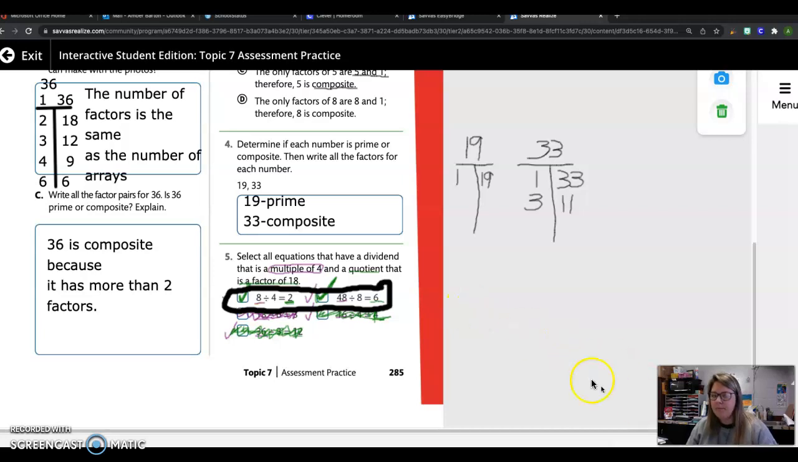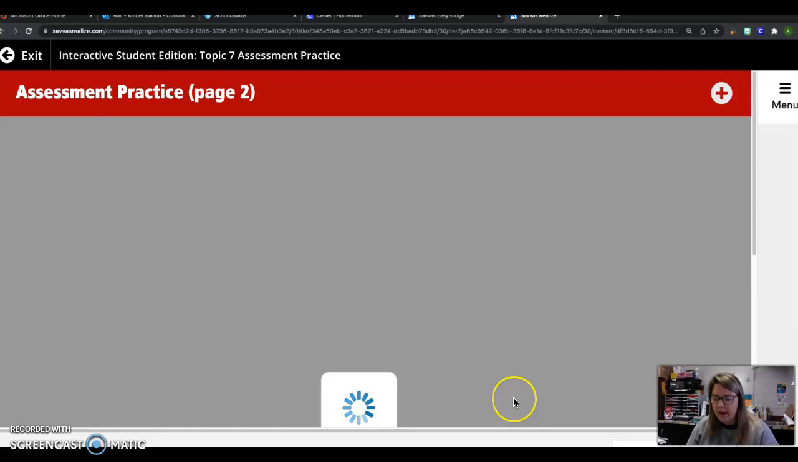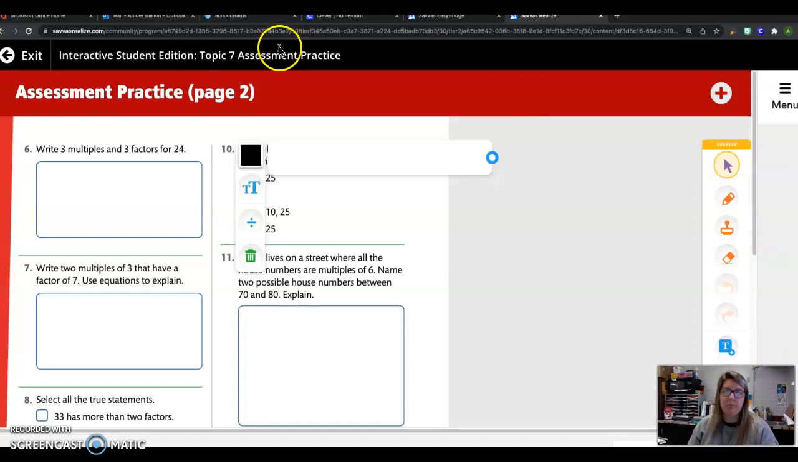Okay? So let's move on to the next page of our practice. All right, so number 6. Number 6 says write 3 multiples and 3 factors for 24. Now, it's not asking us to list out every single factor for 24, and it's not asking us to list out every single multiple of 24. Just list out 3, right?